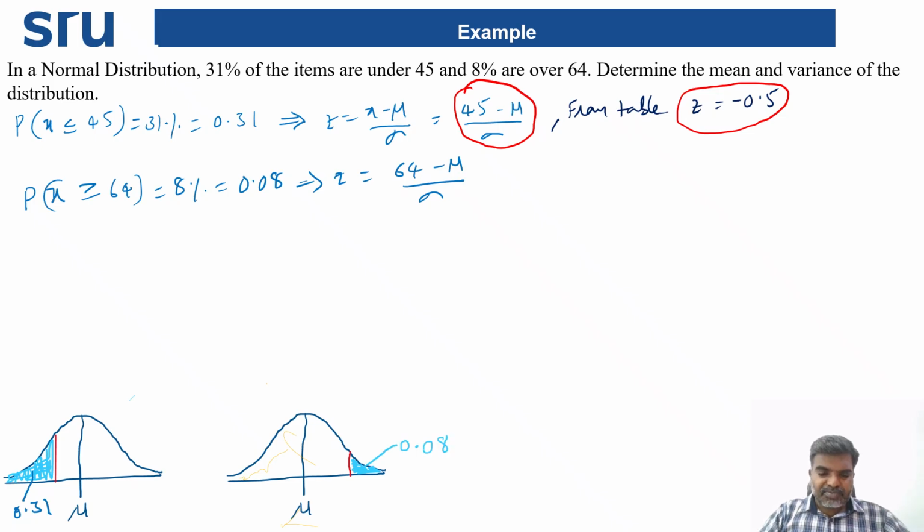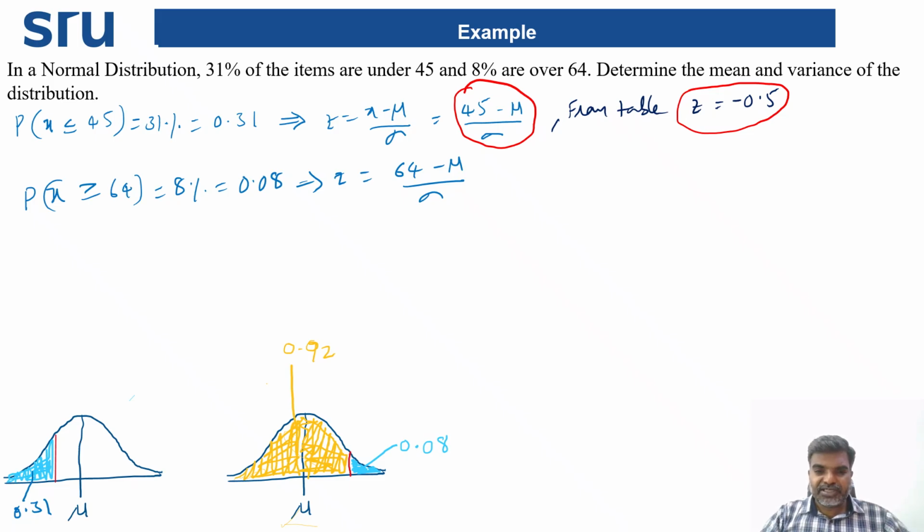Now the corresponding, see, already you know the z table gives only the left side area of the z. The table always gives the left side area of the z. So what is the left side area now? The right side area is 0.08. What about the left side area? Already we know the total area under the curve is 1. So 1 minus 0.08 gives the left side area, that is 0.92. So in the table we have to see 0.92.